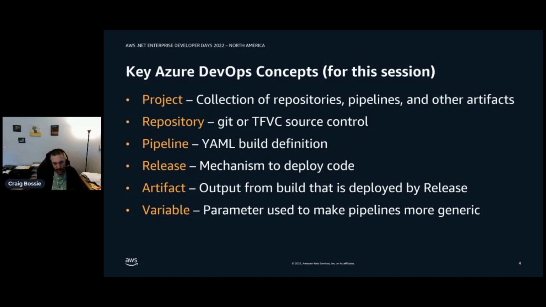And then finally, we have variables. These are defined at the pipeline level, and they are just what their name implies. They allow you to not have to hard code different values and allow you to parameterize your process. We'll also see that there are some special variables that we can use with the AWS Toolkit for Azure DevOps in your pipelines.